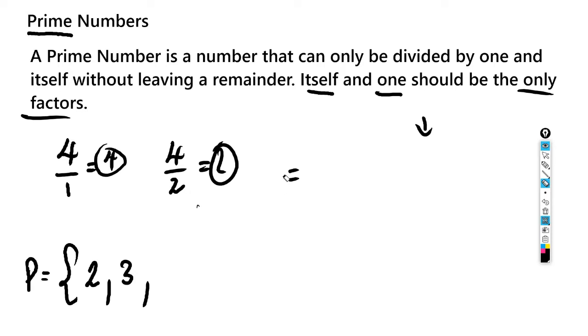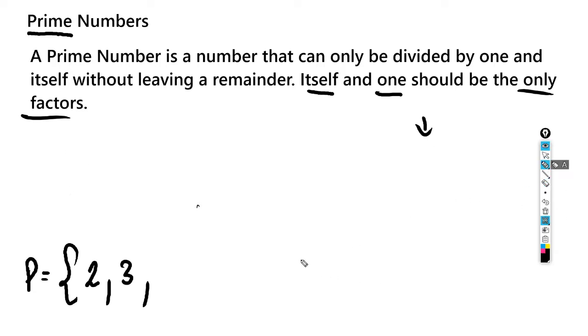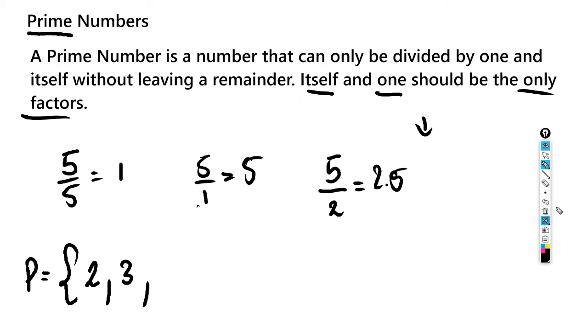We can go on with a ton of prime numbers, but the last one I'm going to do here is 5. 5 can be divided by 5, which gives you 1, and 5 can be divided by 1, which gives me 5. There's no other number I can use to divide 5 and get a whole number. If I divide 5 by 2, I get 2.5. So clearly the only two factors for 5 are 1 and itself. So 5 is a prime number.